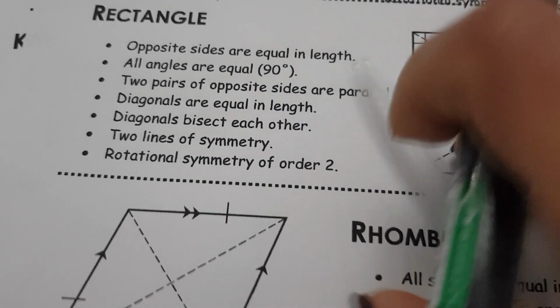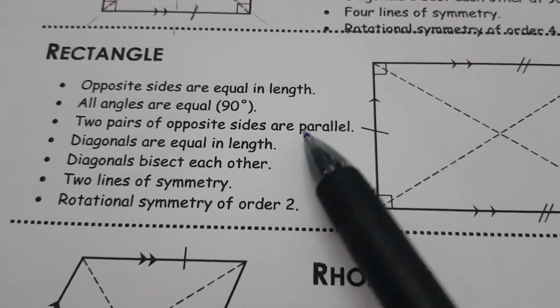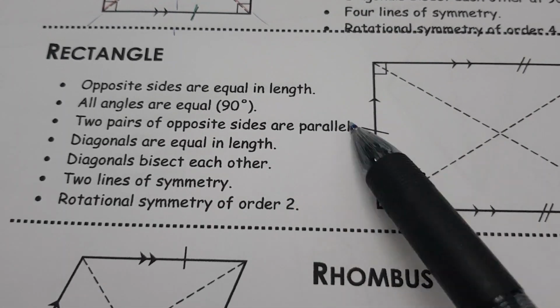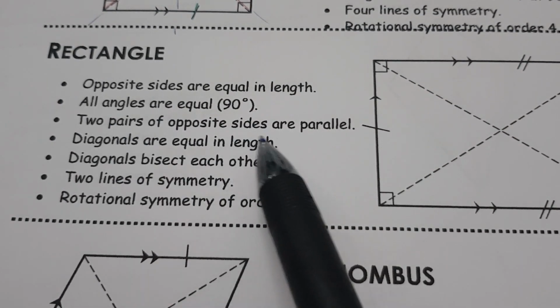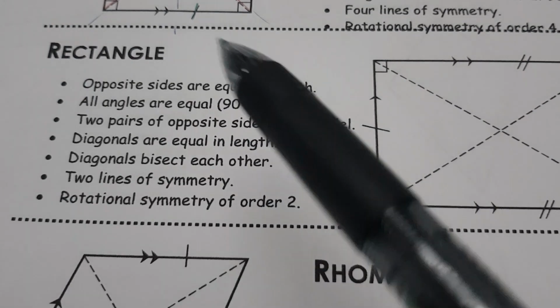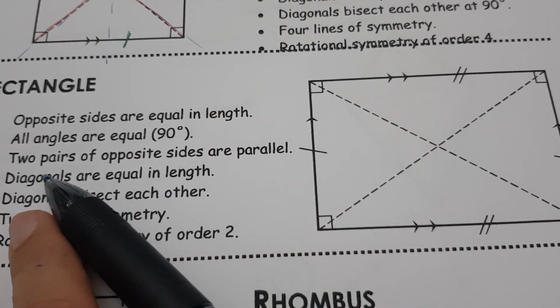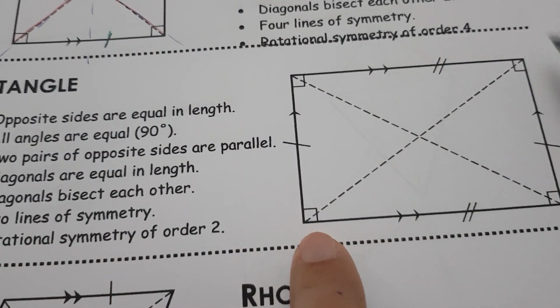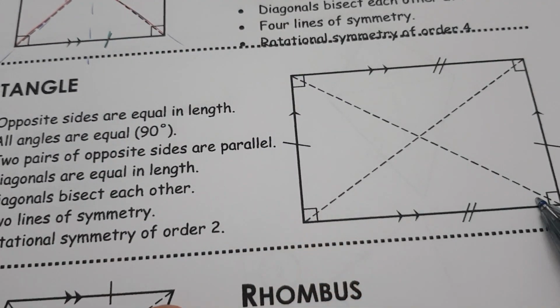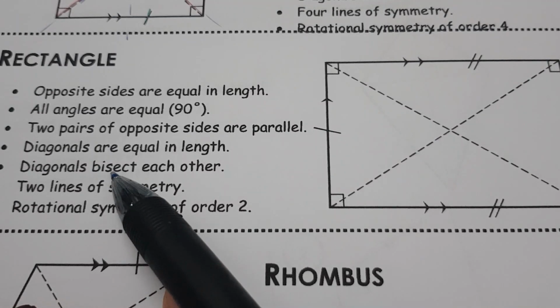Then we have the rectangle. Opposite sides are equal in length. Opposite, okay, sides. All angles are 90. Two pairs of opposite sides are parallel. You know these, but okay, diagonals are equal in length also. So this diagonal is exactly equal to this diagonal, and they bisect each other.